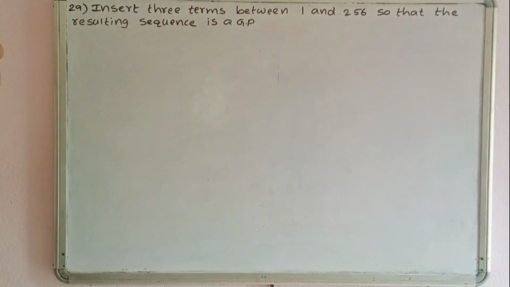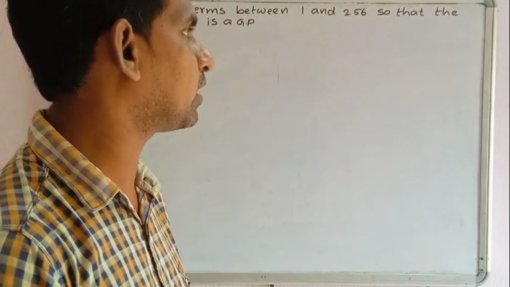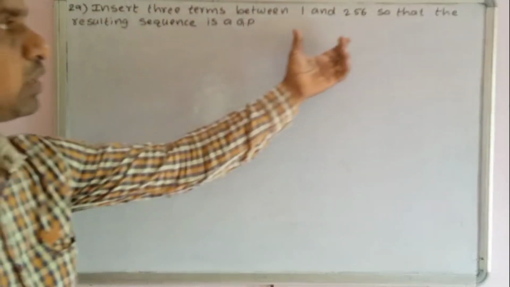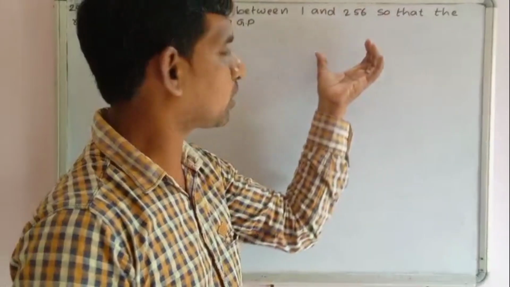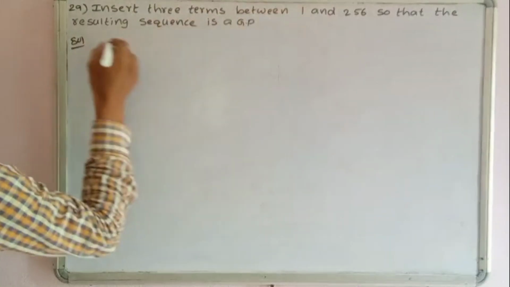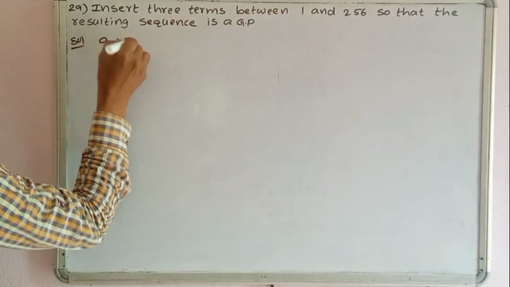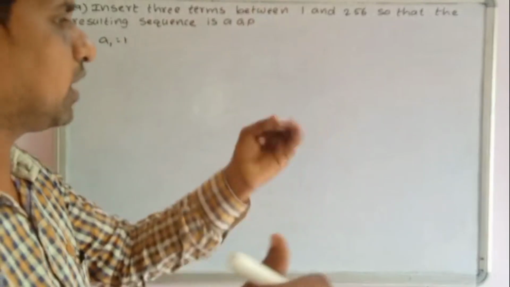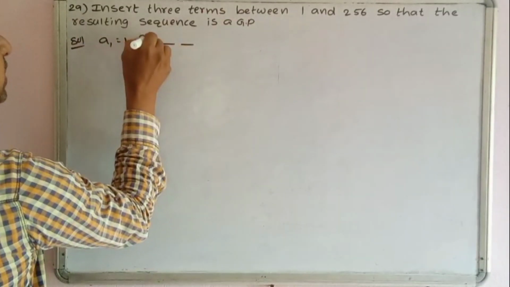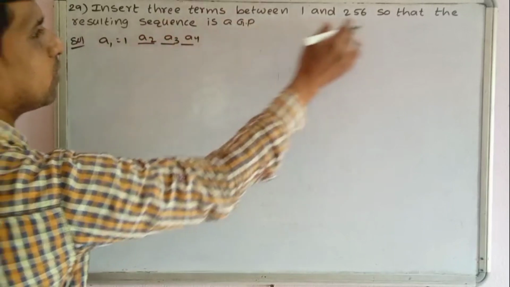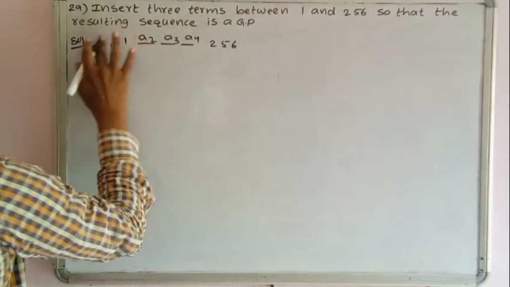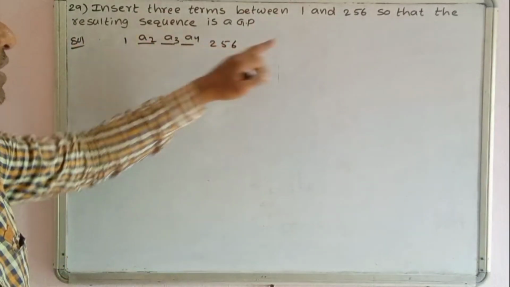Problem 29. Insert 3 terms between 1 and 256 so that the resulting sequence is a geometric progression. So let us say the first one is a1 equals 1. So between how many are there? 3: a2, a3, a4. Now the fifth one is a5, equals 256. So between 1 and 256, 3 progression terms.